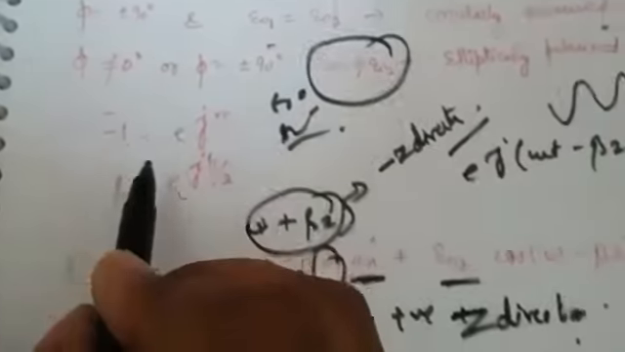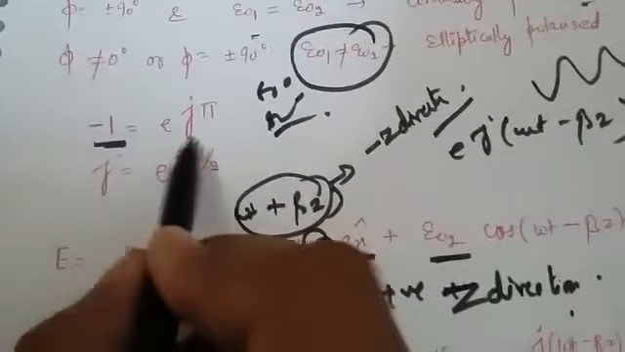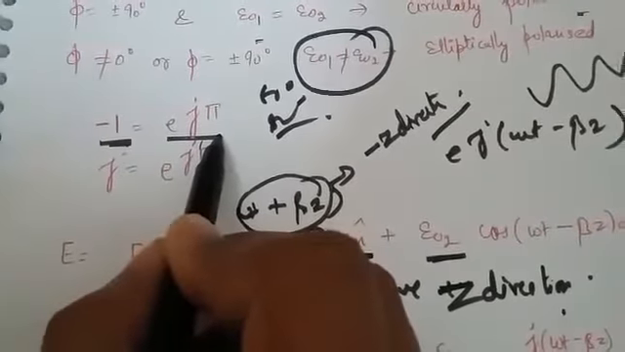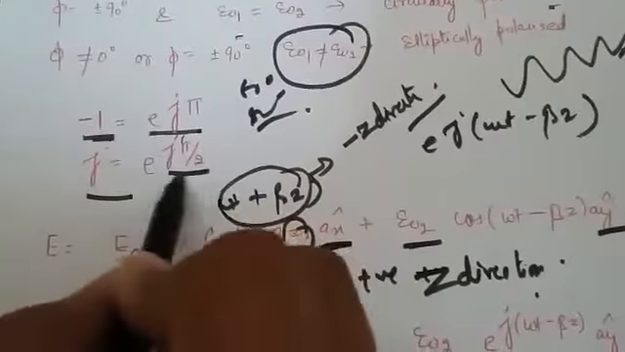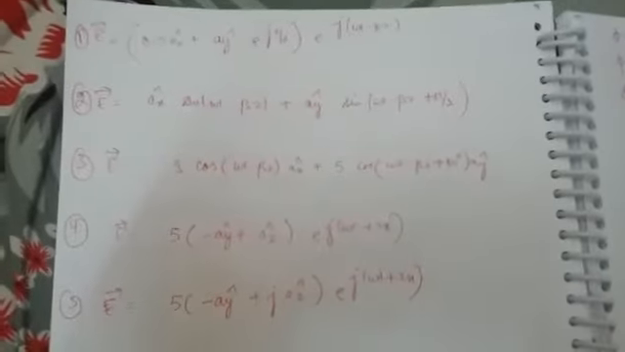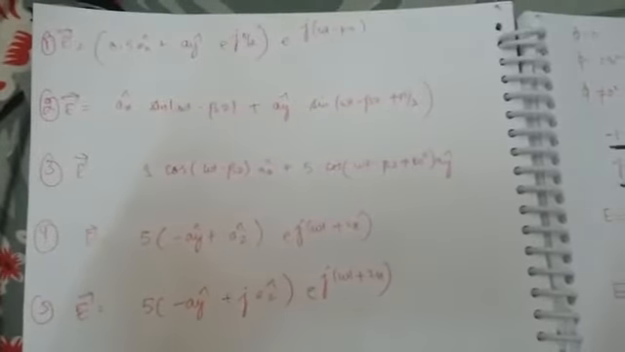And in this equation, if somebody has written -1 somewhere, then you have to write it like that, e to the power j pi, because it's -1. Okay, and if it's written j, then you will write it like that. It will help you to solve the questions. So these are the few questions which we are going to solve, and it will cover the whole set of types of polarization. So the first question we are going to do is this one.